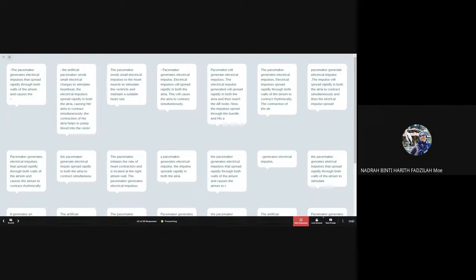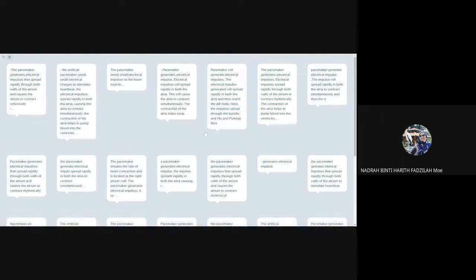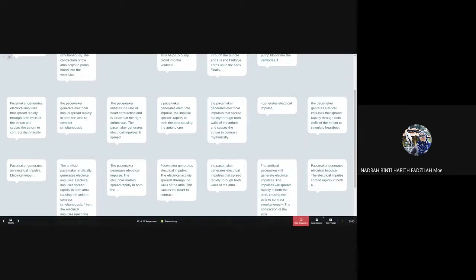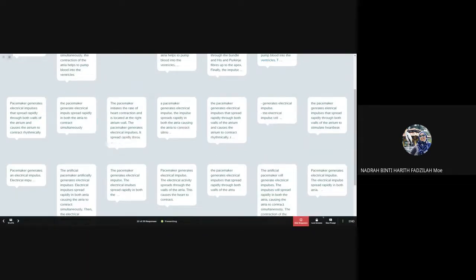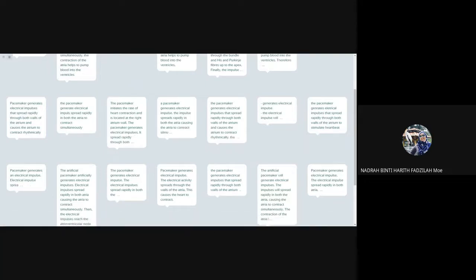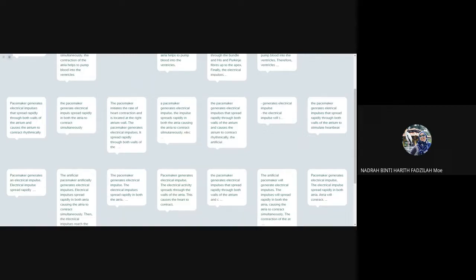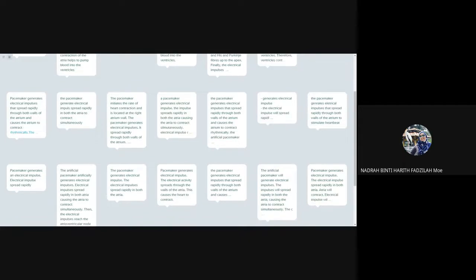artificial pacemaker generates electrical impulse, number 1. Number 2, the electrical impulse will spread rapidly in both atria. Number 3, atria will contract. And then number 4, electrical impulse arrives at the AV node, or converges at the AV node, or reaches the AV node, and then the AV node releases impulse.